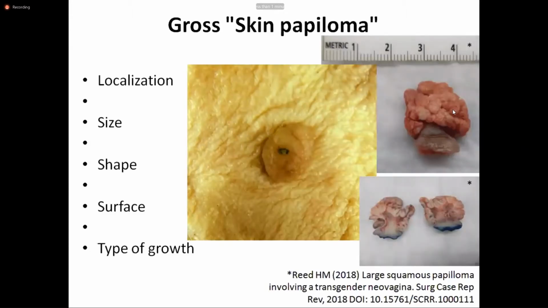Skin papilloma is a benign epithelial tumor. Localization: skin, size 1 to 2 centimeters, shape round, surface papillary, type of growth extensive and exophytic.